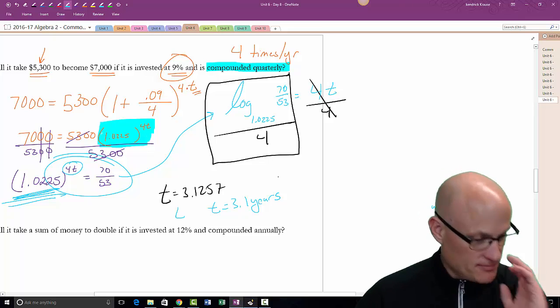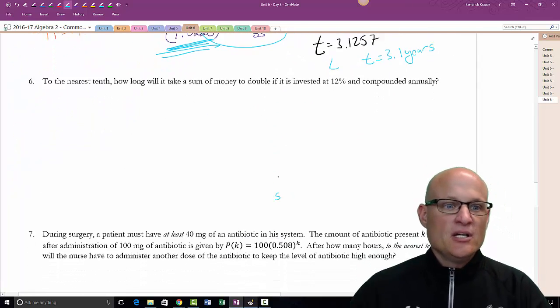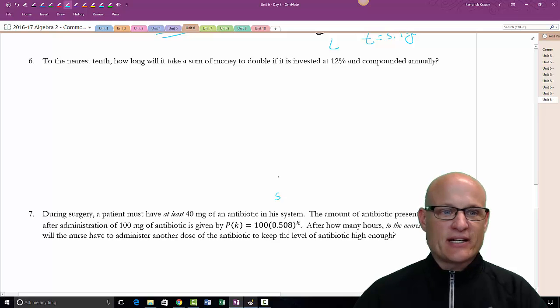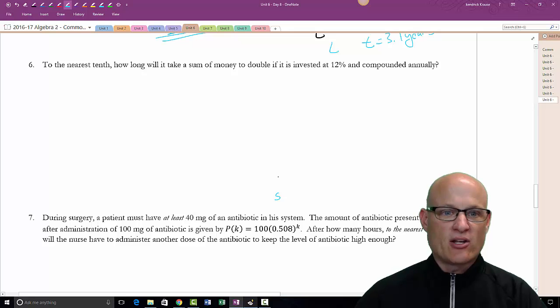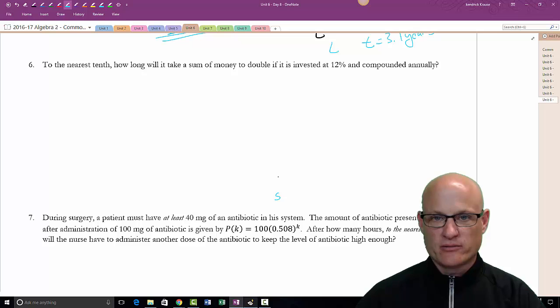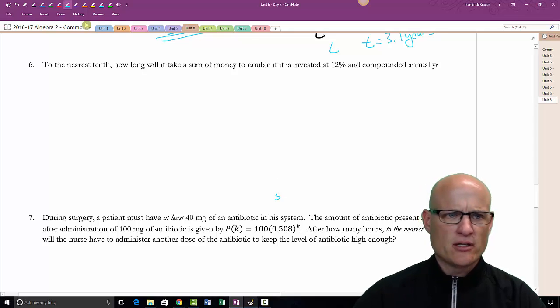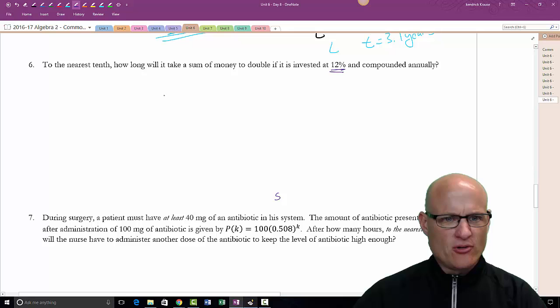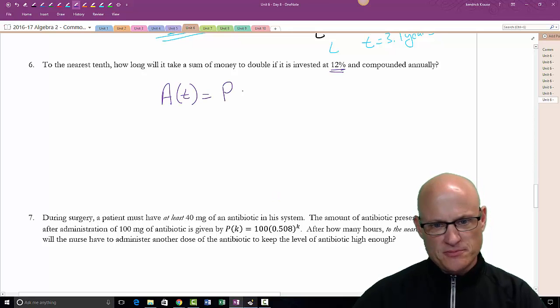All right, we're almost there. To the nearest 10th, how long will it take a sum of money to double if it's invested at 12% compounded annually? Okay, let's write down the formula because something's weird. I only have one number. That's weird. So let's do A sub t is equal to my principal, 1 plus my rate to the time.